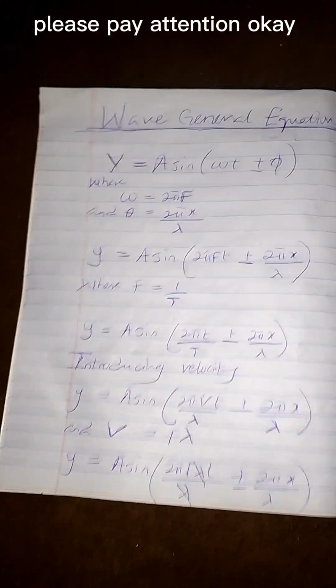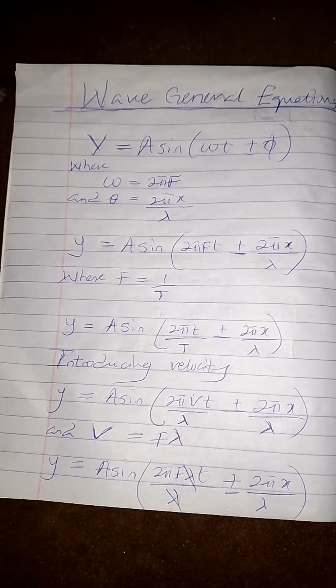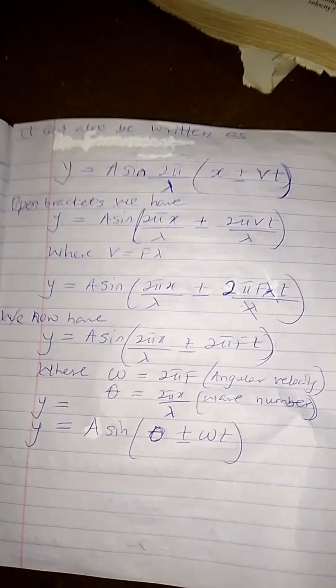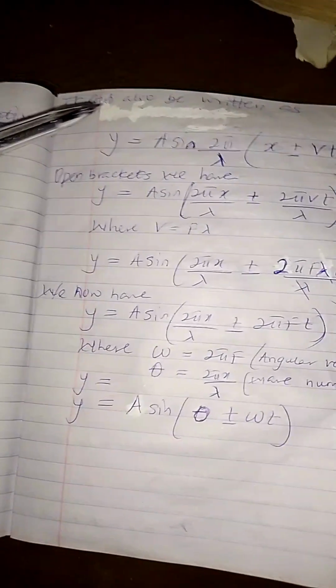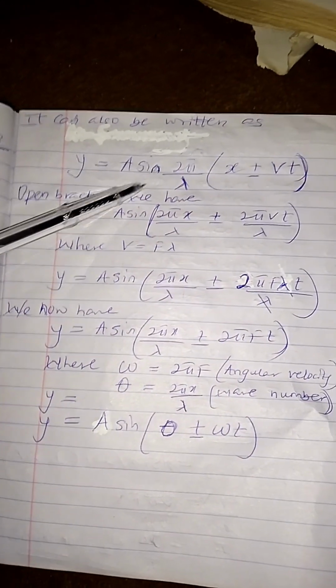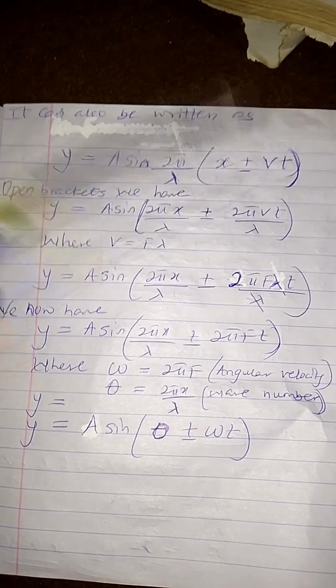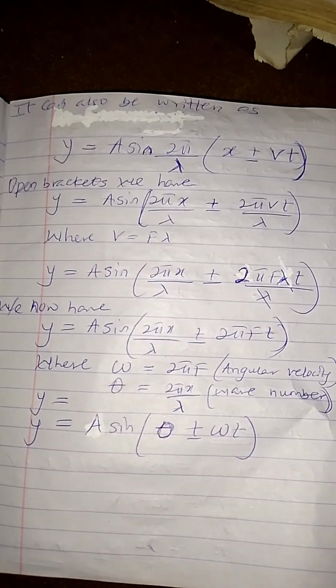Alright, you can see this is the wave general equation. Let me go with this one first, then I'll come back to the first one. If you check your textbook very well, it says y equals a sine 2 pi over lambda open bracket x plus or minus vt. That's the equation. You can see that the 2 pi over lambda is outside.